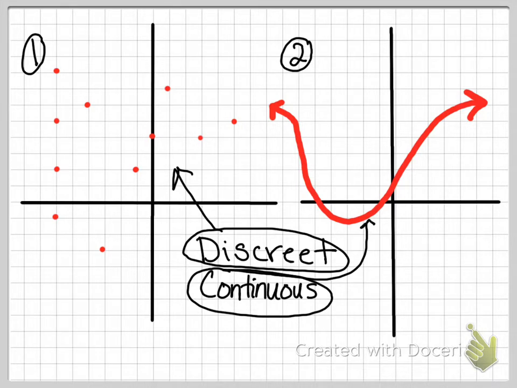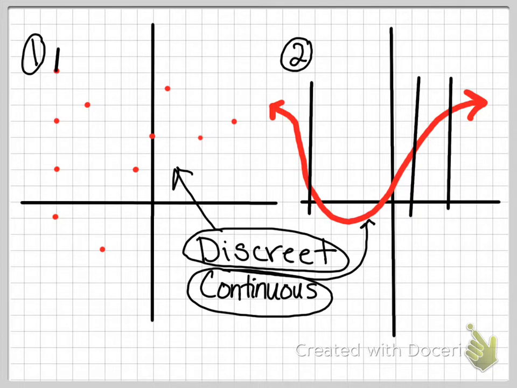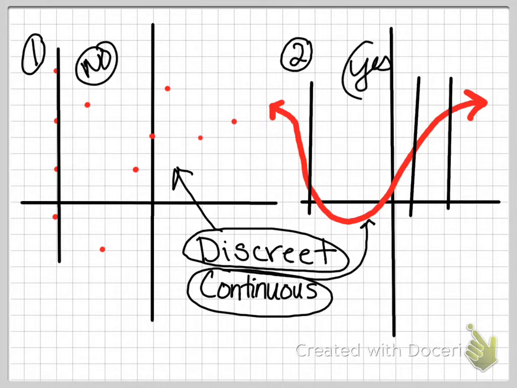And when I do the vertical line test, I only touch graph 2 once, but over here on graph 1, look how many points I go through. So this one is not a function, and this one is a function. All right, raise your hand. What questions do you have?